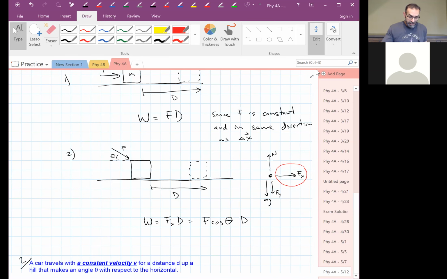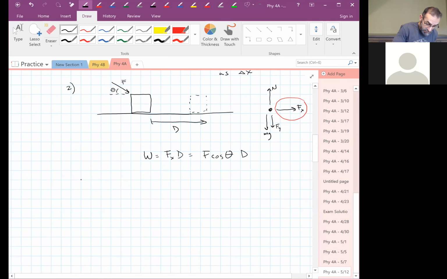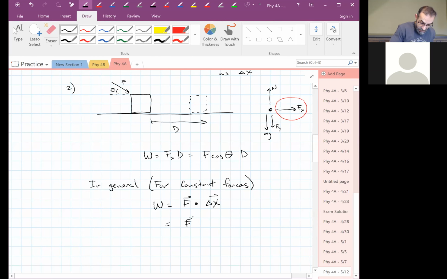So in general, let's come up with a general formula here. Well, not completely in general, because this is for constant forces. Okay, we'll introduce non-constant forces very soon. The work done is a dot product. So that means it's the magnitude of the force, times the magnitude of the displacement, times the cosine of the angle you get when you put their tails together. So if delta X points in this direction, and the force points in this direction, you put their tails together, and whatever angle you get, that's the one you use for the cosine theta.